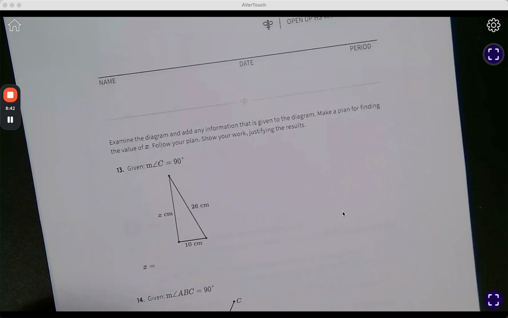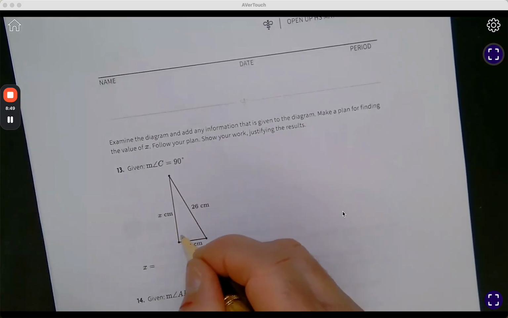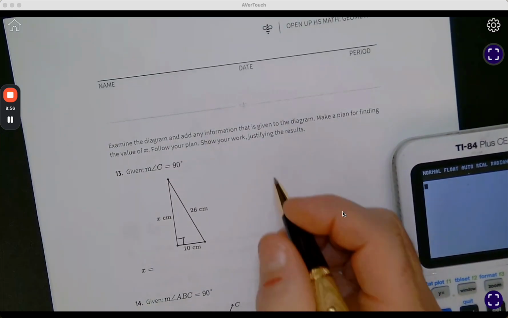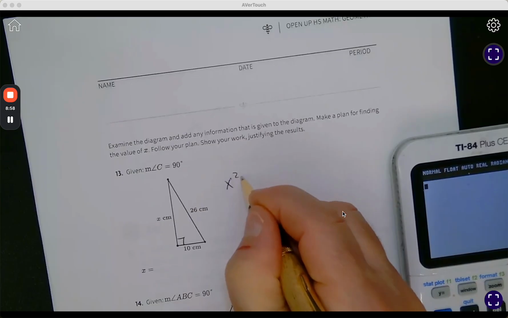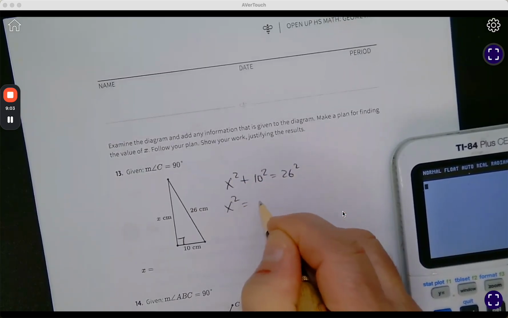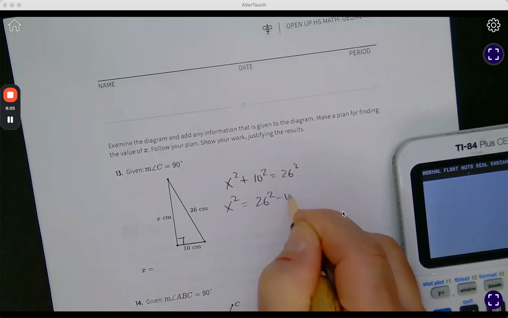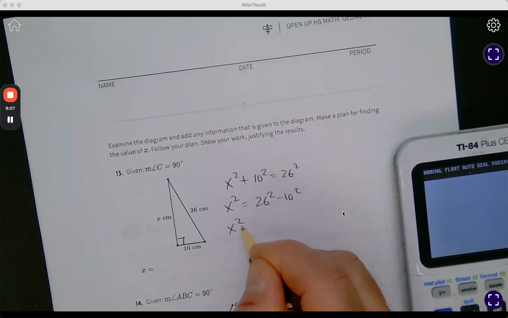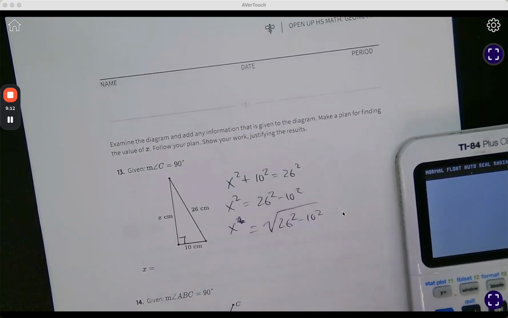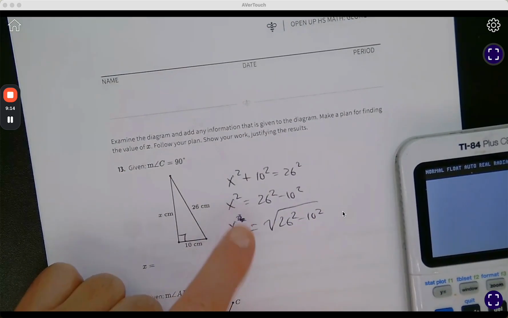Given the measure of angle C, 90 degrees. Okay, I'm going to assume that's the 90 degrees. Find x. Pythagorean theorem. X squared plus 10 squared equals 26 squared. X squared equals 26 squared minus 10 squared. X equals the square root of 26 squared minus 10 squared, because to undo the squared, you square root.